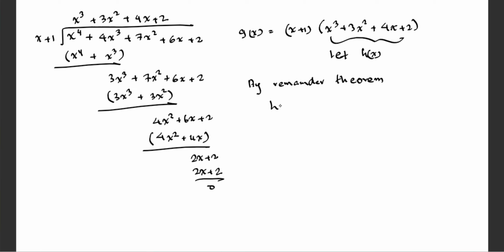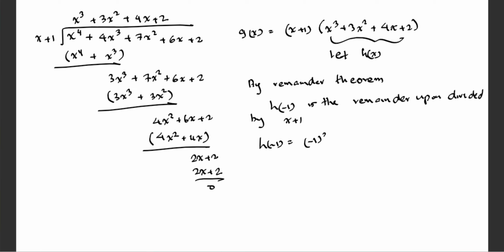you can say h(minus 1) is the remainder upon dividing by x plus 1. So h(minus 1) is minus 1 to the power 3 plus 3 times minus 1 to the power 2 plus 4 times minus 1 plus 2. So here minus 1 plus 3 minus 4 plus 2. 3 plus 2, 4 plus 1, 5 minus 5 is 0.